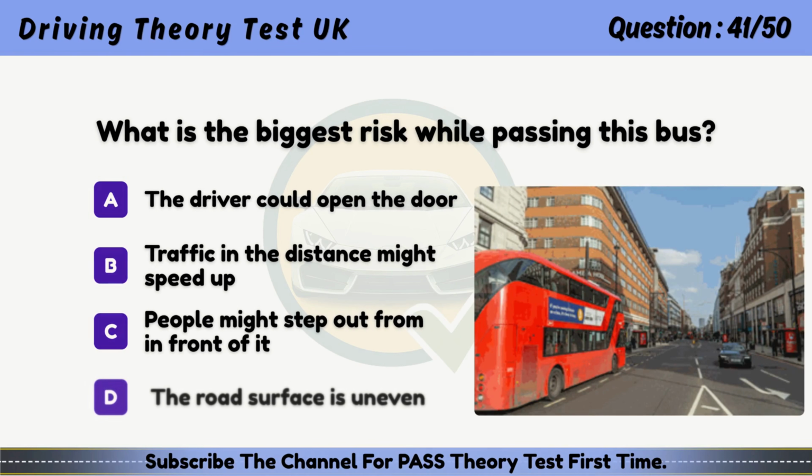Question 41. What is the biggest risk while passing this bus? Option A. The driver could open the door. B. Traffic in the distance might speed up. C. People might step out from in front of it. D. The road surface is uneven.